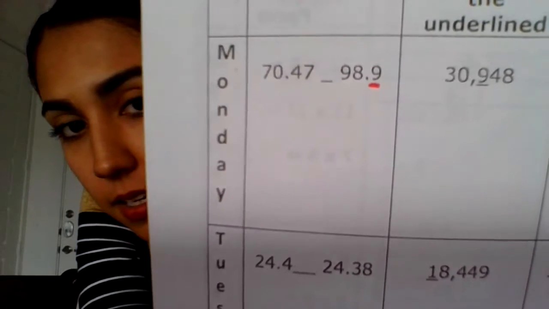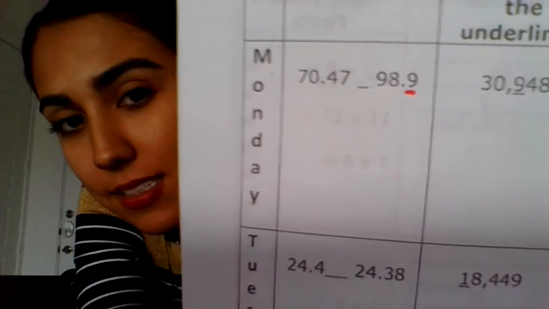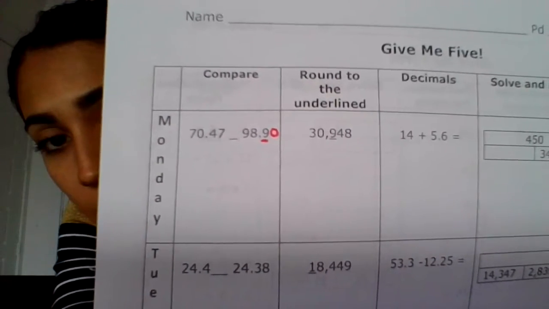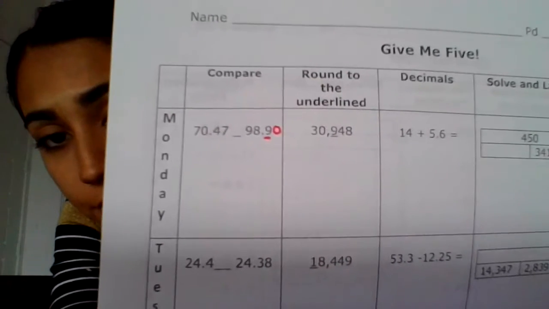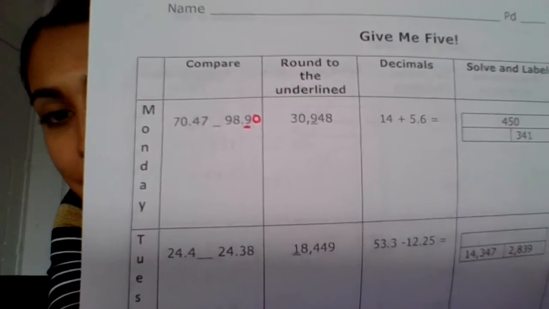Since that 9 is in the tenths place, it really means 90. Okay, 9 tenths, 9/10 is 90. So if you want to put a placeholder 0 behind it, just so that it's a better visual for you, that wouldn't be a bad idea. So there we go. So we want to know, is $70.47 greater than, less than, or equal to $98.90?